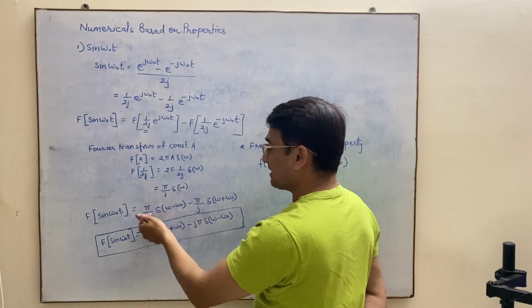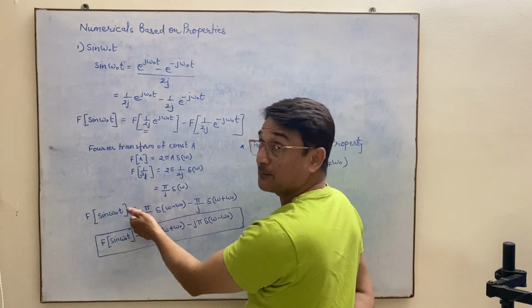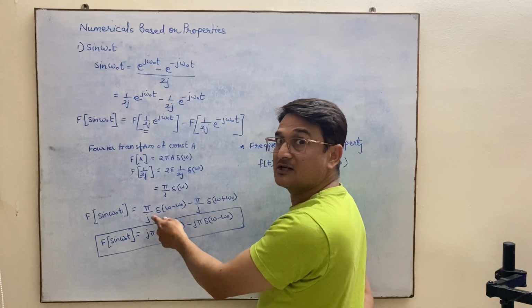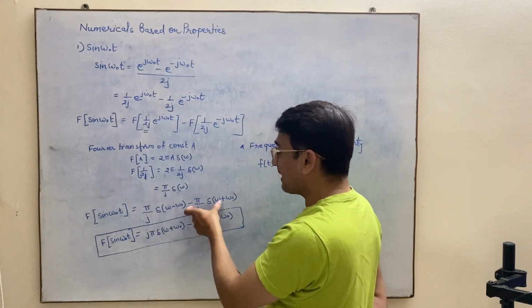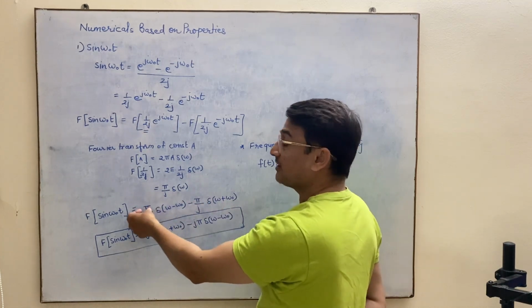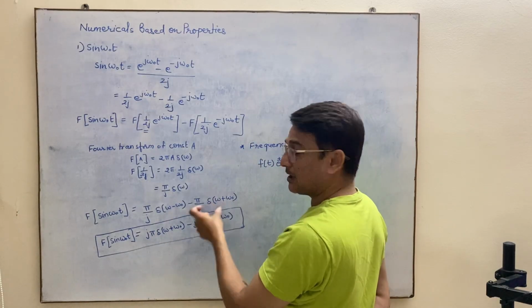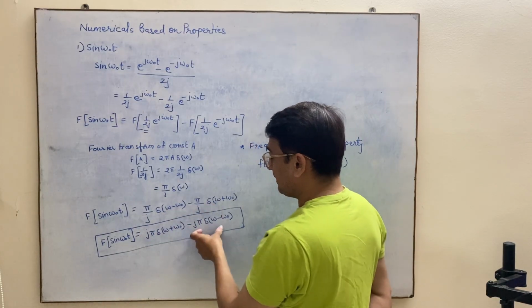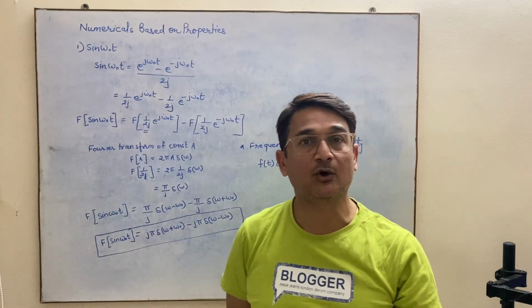Again in this equation, if I multiply and divide with j, it will become j pi and this will become j square. J square is minus 1, so that means this part will become negative and minus will become plus, so this part will become positive. So in the numerator you are having a j, so that means j pi delta omega plus omega naught minus j pi delta omega minus omega naught. This is the Fourier transform of sin omega naught t.